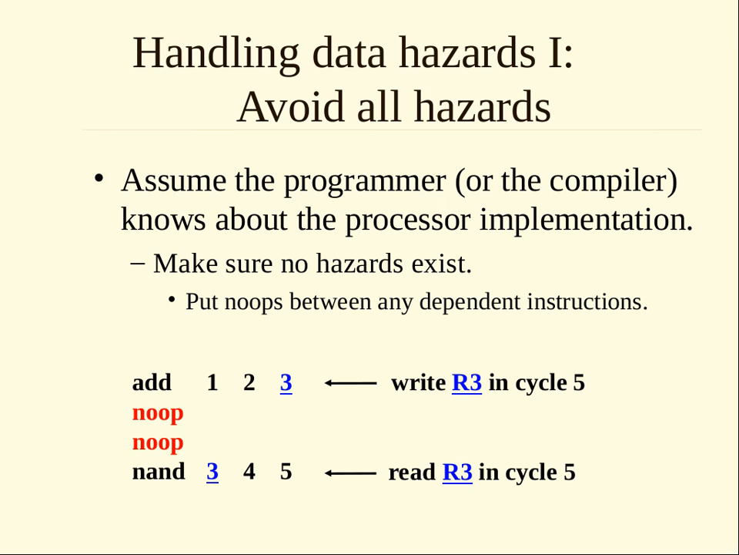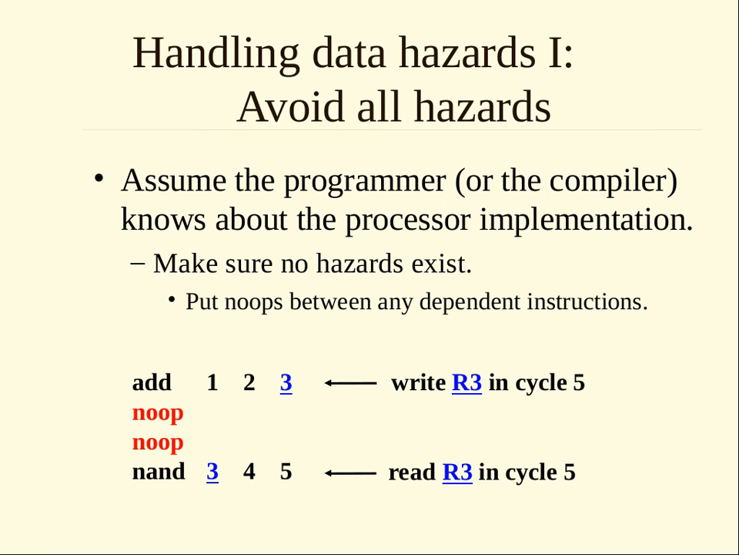So you do this in the code. All right, what's the problem with this? Does it increase CPI? Well, actually, no, it doesn't. Your CPI is 1. You're just executing no-ops. I do nothing.